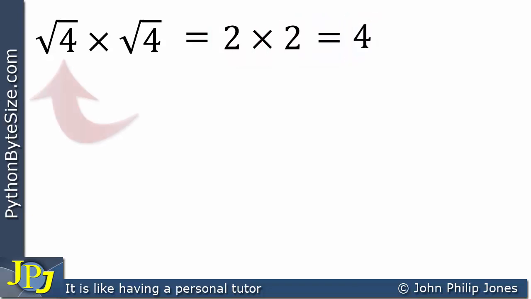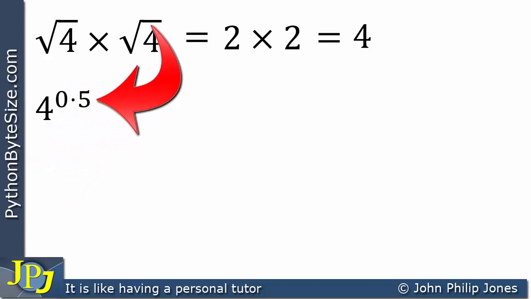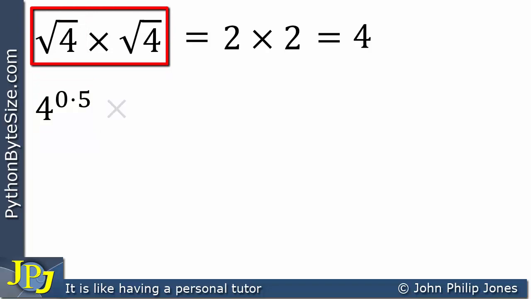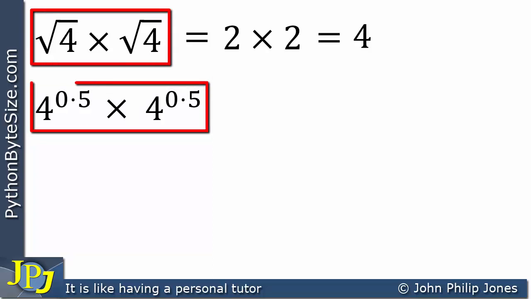Now, the square root of 4 can also be written in an indices form as shown here. We have got 4 raised to the 0.5, where 0.5 is the index or the exponent and 4 is the base. So this also will find us the square root of 4. So this and this are equivalent. So I can go on to show that this can be rewritten as shown here, where we take 4 raised to the 0.5 and multiply that by 4 raised to the 0.5. So this and this are equivalent.